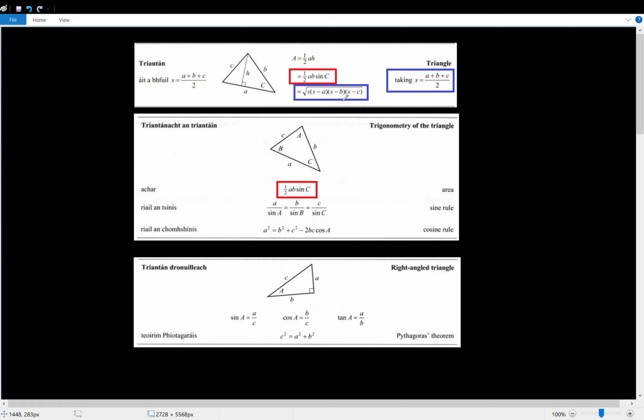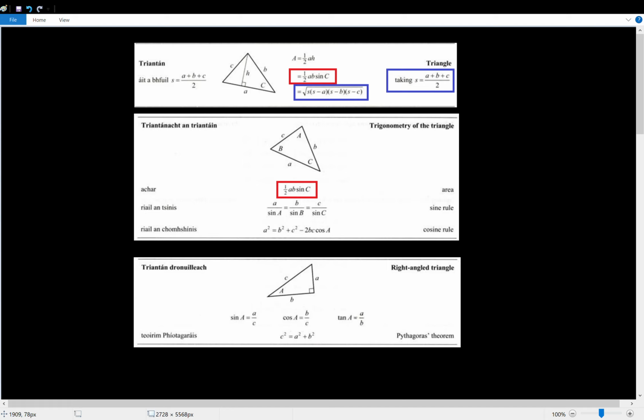And the other formula we have is the root of s times (s minus a) times (s minus b) times (s minus c), where a, b, and c are the lengths of the three sides of the triangle, and s, we can see written over here on the right, is (a plus b plus c) all over 2.